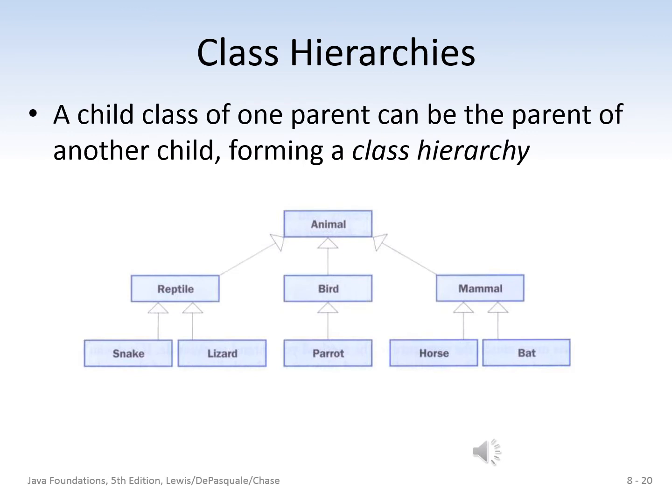And a class that is a child of one parent can also be the parent of another child, which forms a class hierarchy. Here is a great example. So you have the parent class animal. It has three subclasses or child classes: reptile, bird, and mammal. But then within reptile, we have two. Reptile is then the parent to the snake and lizard child classes. Bird, parrot; horse, bat, mammal, etc.